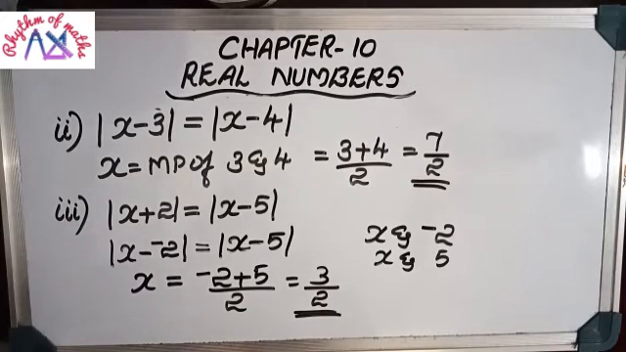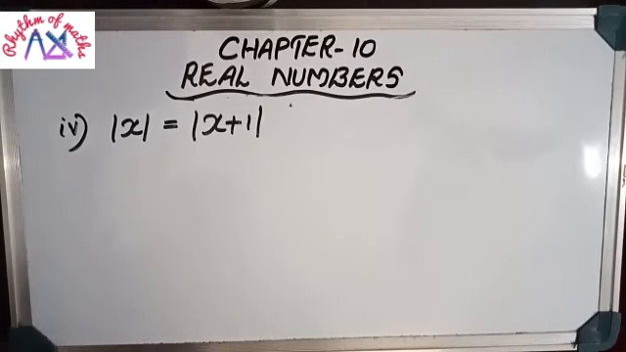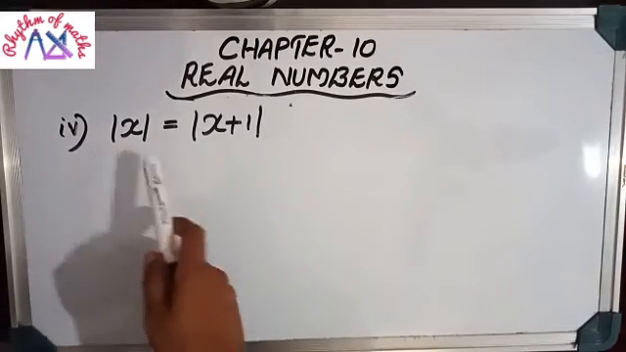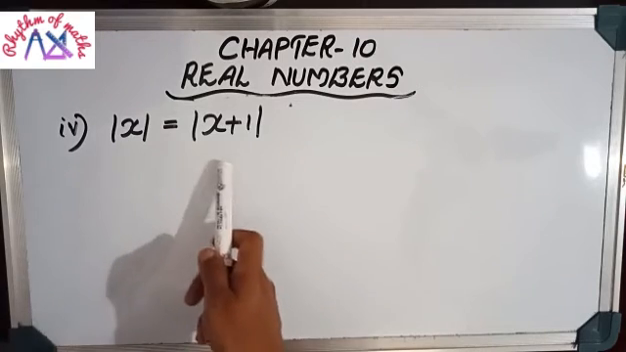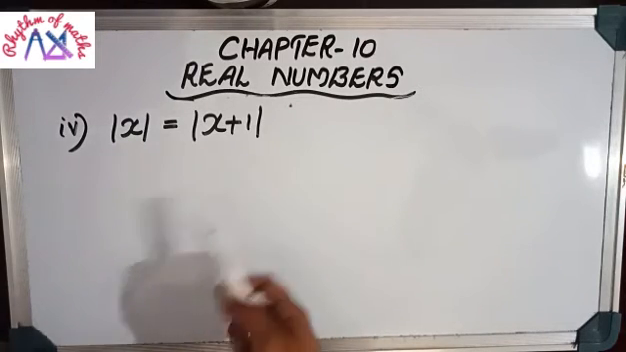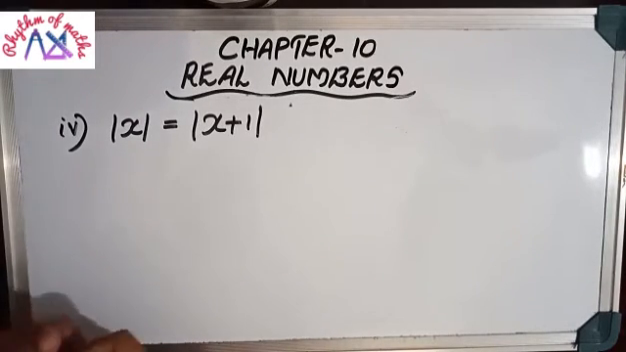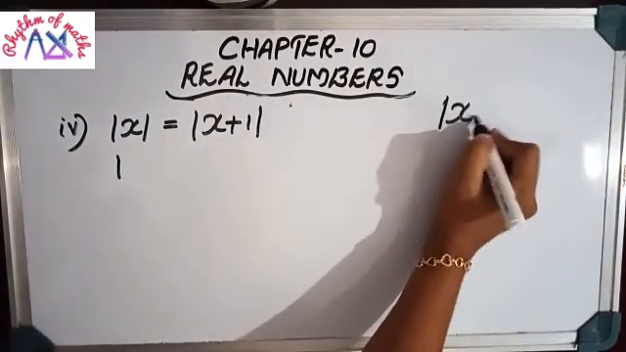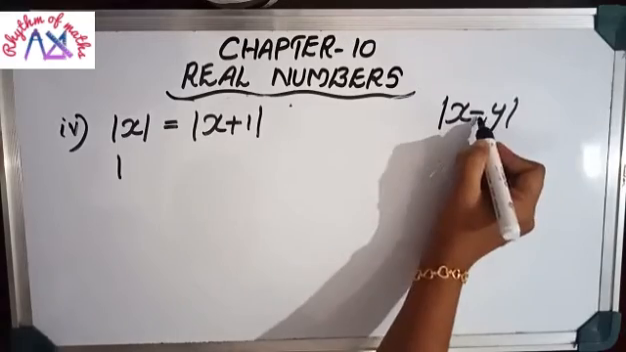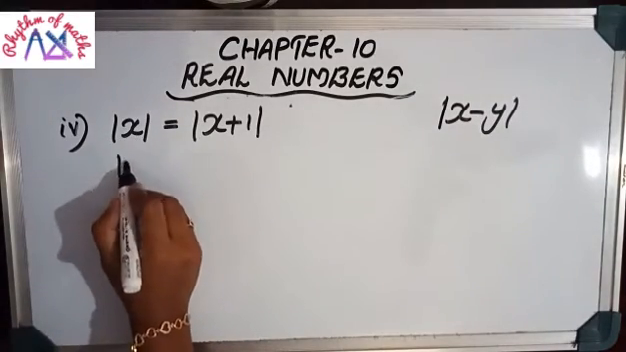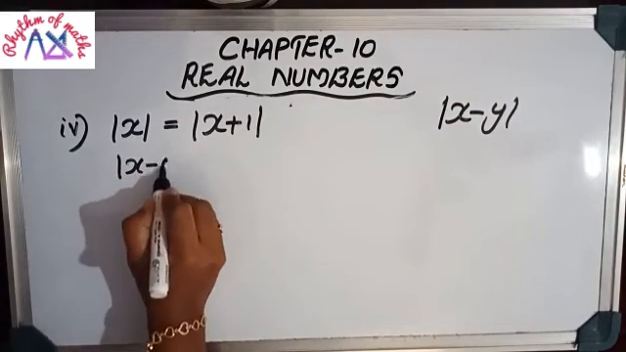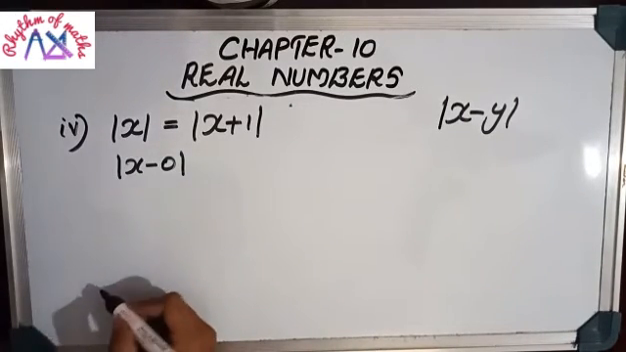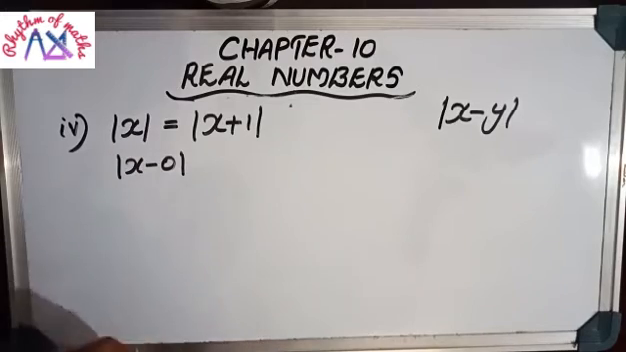Similarly, let's do the fourth one. Fourth sub question is modulus x equal to modulus x plus 1, or absolute value of x equal to absolute value of x plus 1. Here also it is not in the format. So first of all we have to change this. According to our equation, that is modulus x minus y, we need minus a number. So here only x is there. That means x minus 0 we can write, because x minus 0 is the same as x. So simply we can write it as x minus 0.